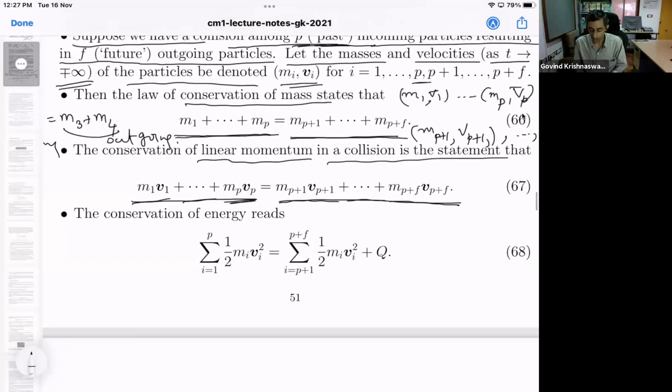Finally, we have the conservation of energy, which we will write in a particular way. The total initial energy is purely kinetic. Bunch of particles coming in. Well, oh, I'm sorry, I should not have said that. It may not be purely kinetic. I am very sorry about that.